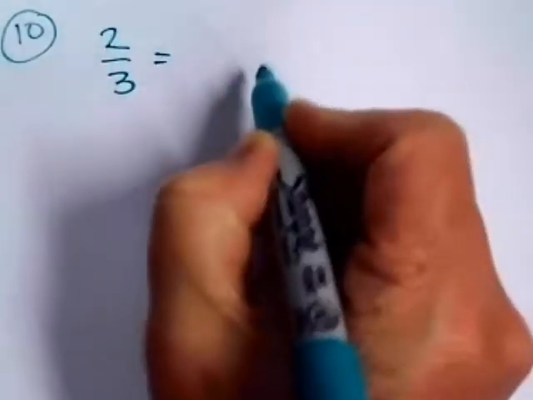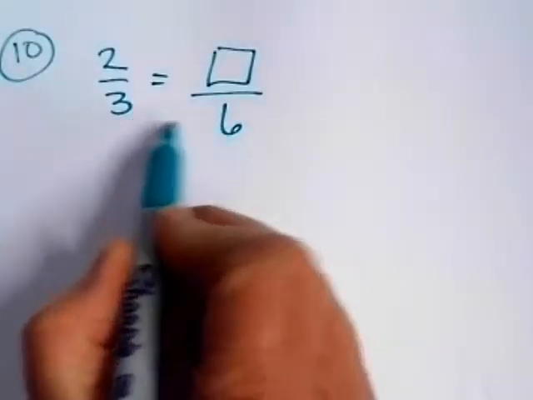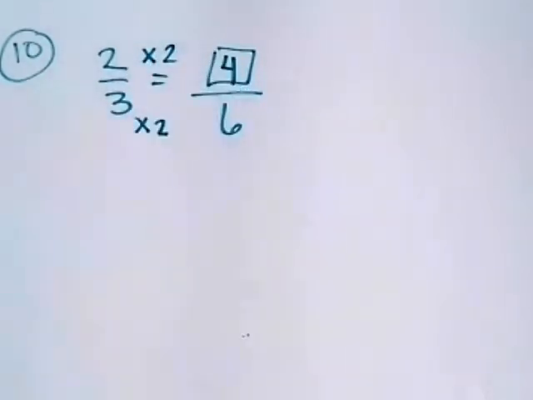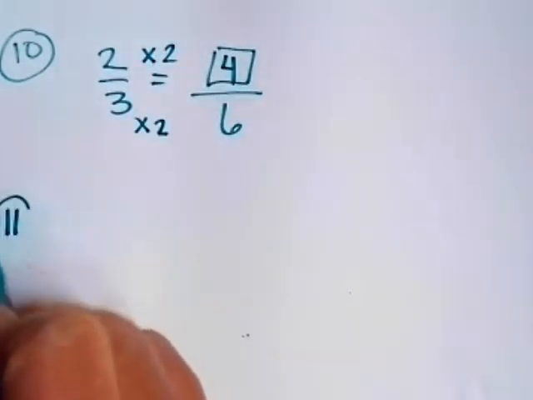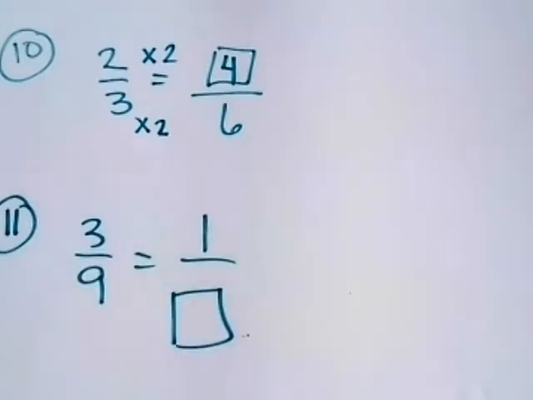Number 10 says 2/3 is equal to something out of 6. Well, to change 3 into 6, you'd need to multiply it by 2, and 2 times 2 would give you 4. 11 says 3/9 equals 1 out of some number.